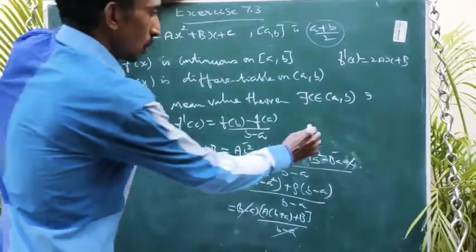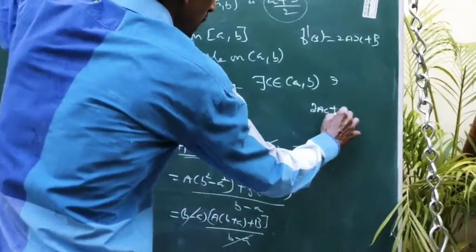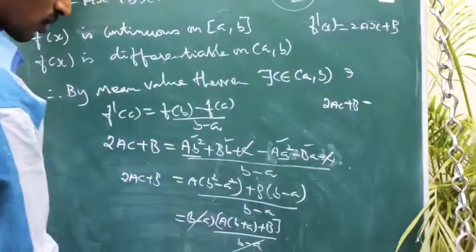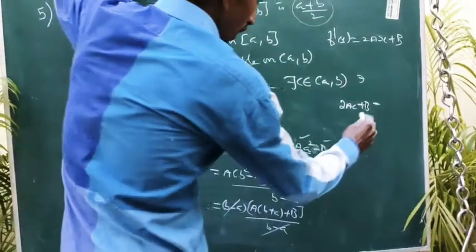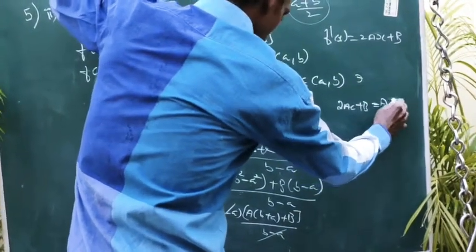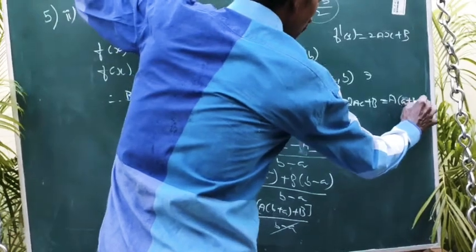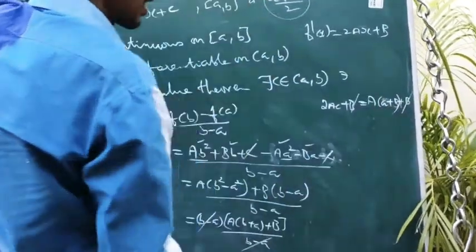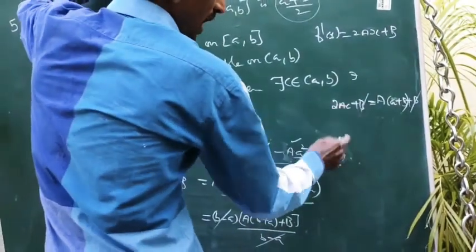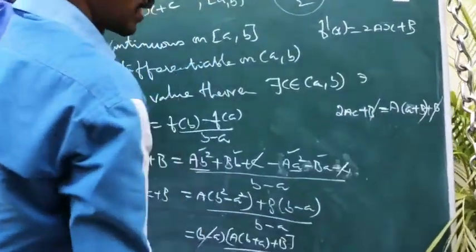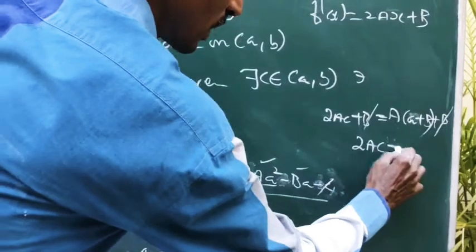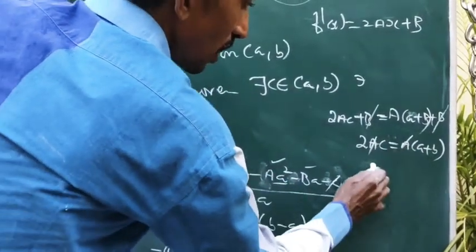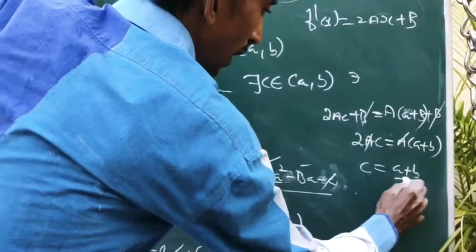So 2ac plus b equal to, multiply. So what we are getting? a into a plus b plus b. Okay, so this b cancels and we are getting 2ac equal to a into a plus b. 2ac equal to a into a plus b. So a cancels. So c equal to a plus b by 2.